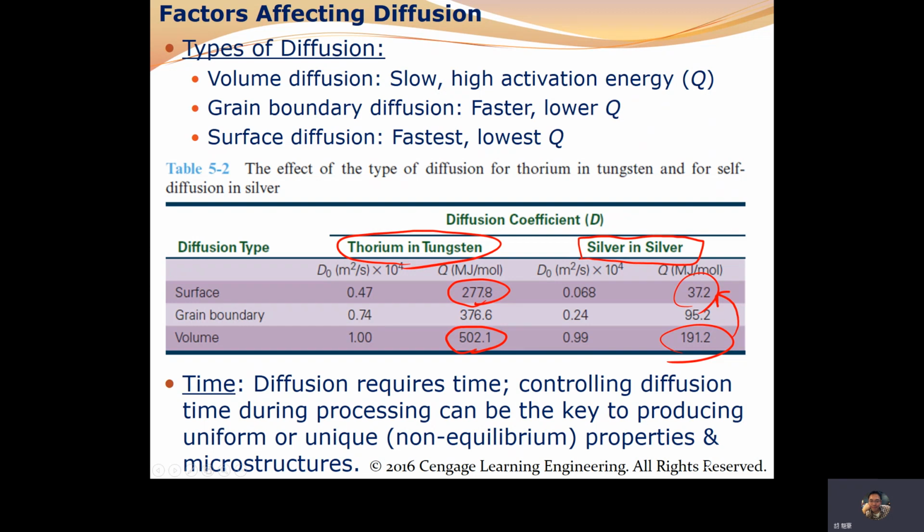Okay, and the other factor is time. Diffusion requires time. Controlling diffusion time during the process can be the key to producing a uniform or unique microstructure property. For example, the quench process: we heat up the steel to a specific temperature and cool it down very quickly. That means the time for diffusion is extremely short, and we can make a very hard metal or steel structure.